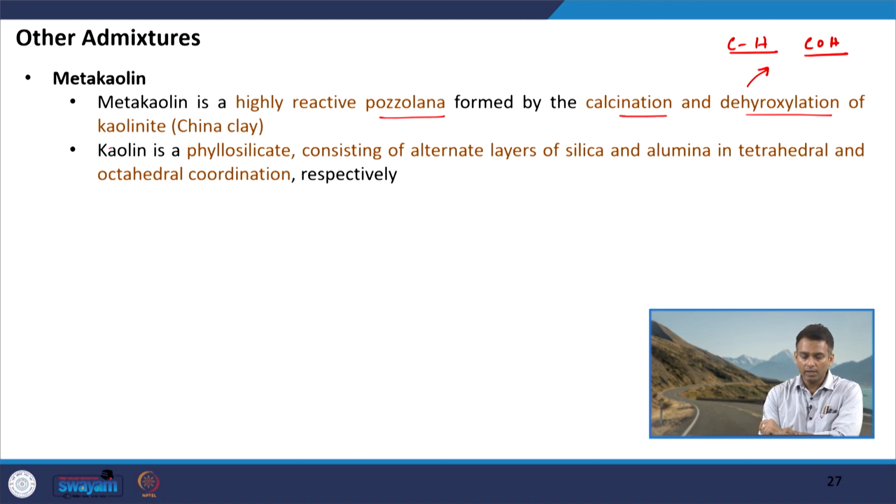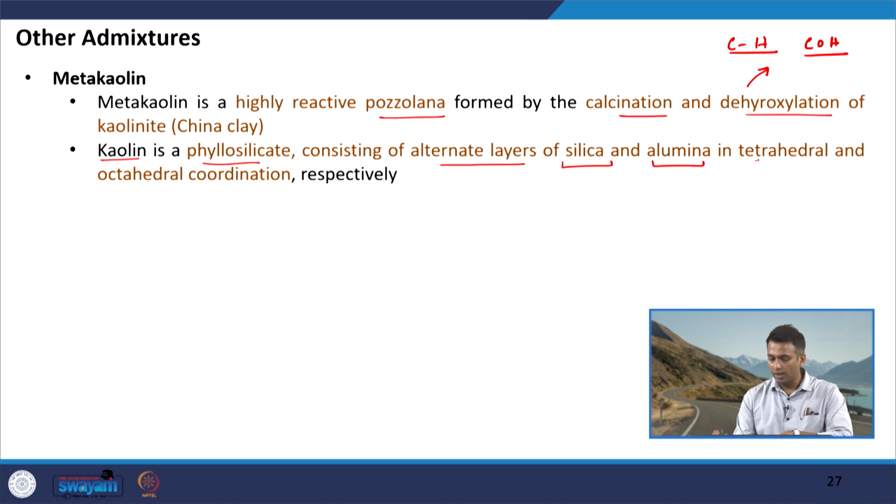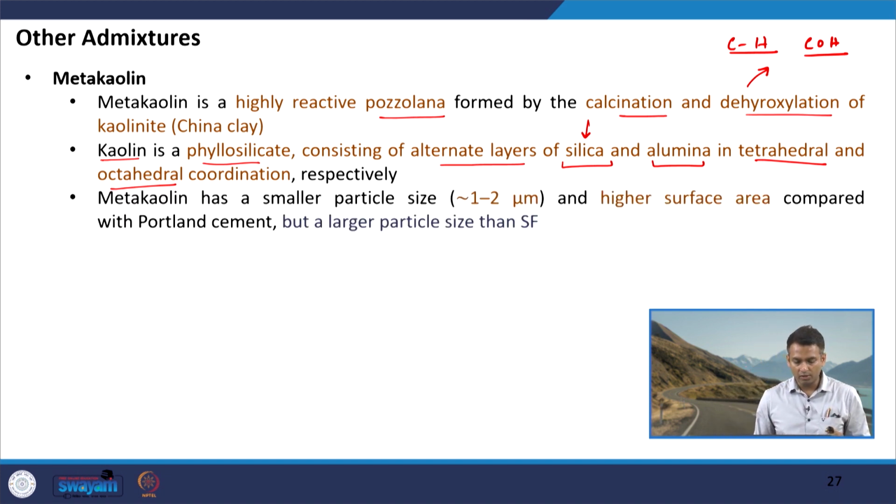So, kaolin is a type of mineral which we find in some specific clays, and it is a phyllosilicate which consists of alternate layers of silica and alumina in tetrahedral and octahedral coordination. So, silica will be in tetrahedral orientation, and then we will have a sheet of octahedral alumina, and then again we will have the repeating sheets of silica and alumina. So, these are placed as alternate layers in the mineral system.